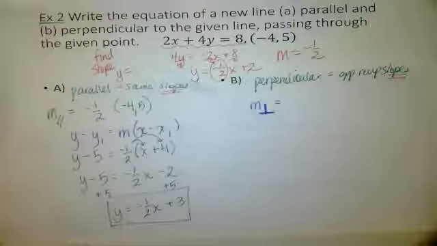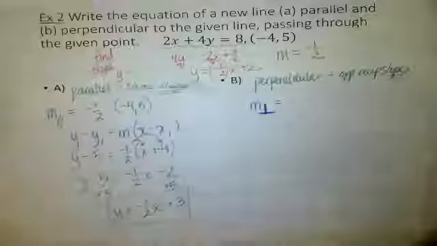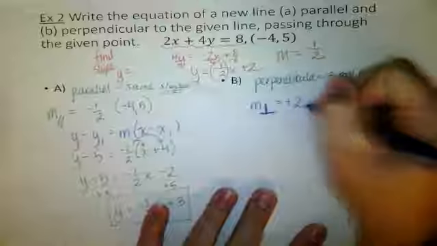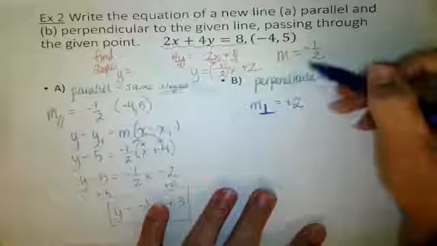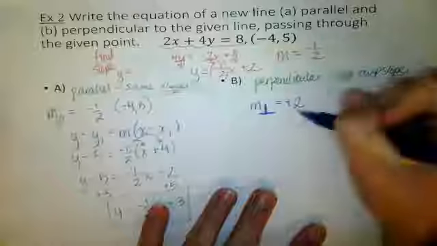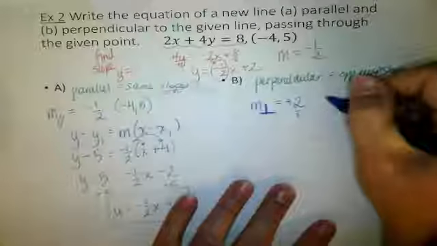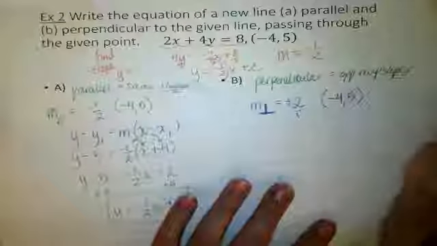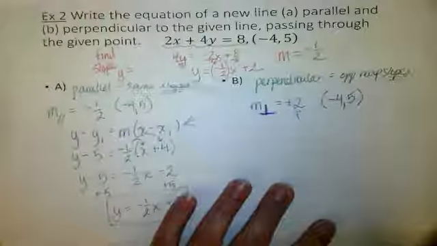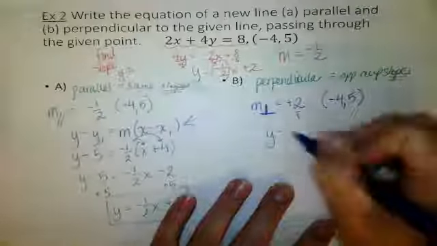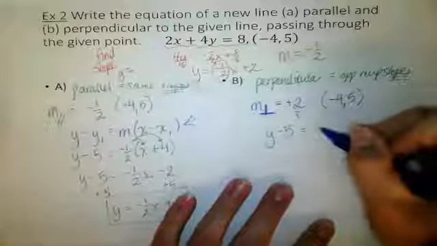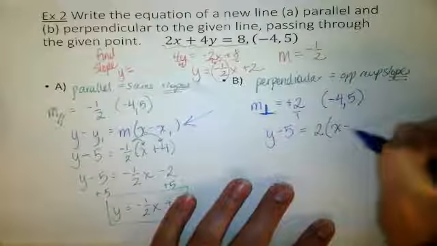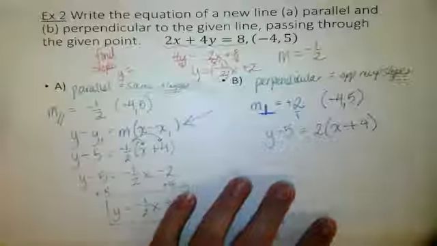What is the perpendicular slope going to be? Positive 2. Change the sign, flip your fraction. So you can think 2 over 1, but 2, really. And we're passing through that same point, negative 4, 5. So again, we're going to plug into point slope form. y minus 5 equals my perpendicular slope times a quantity x minus a negative 4, or plus 4.